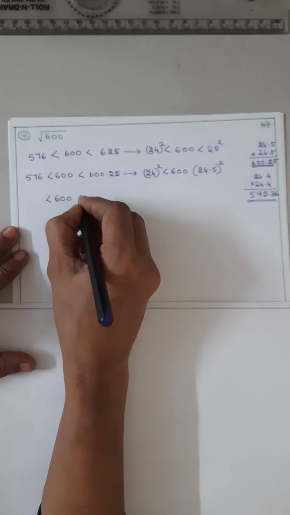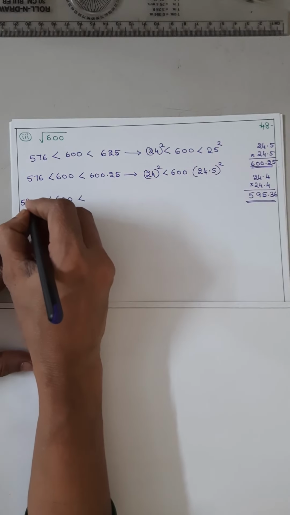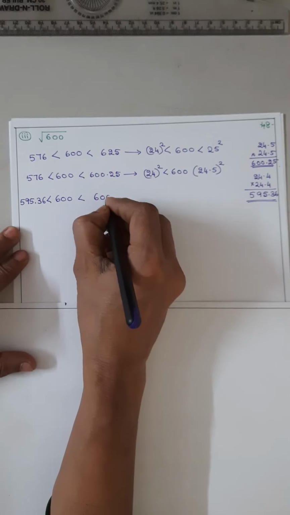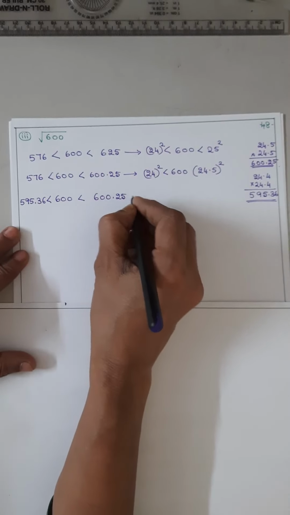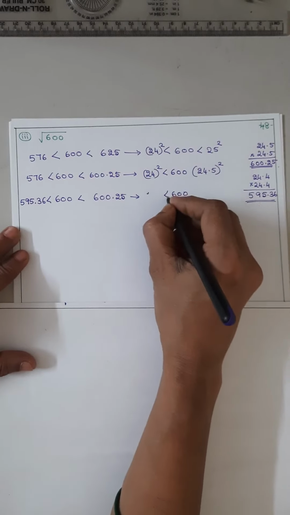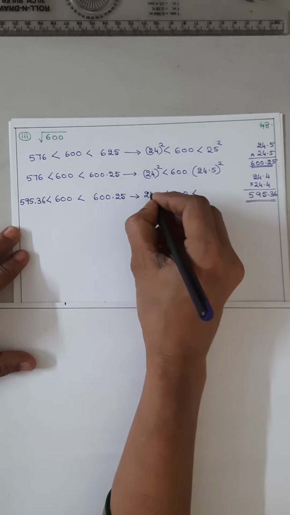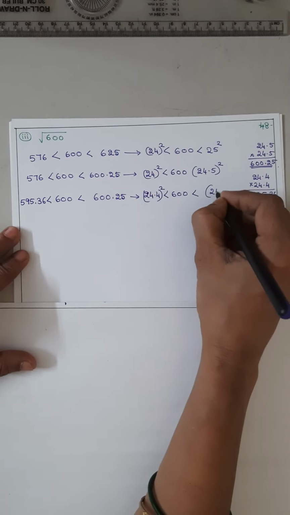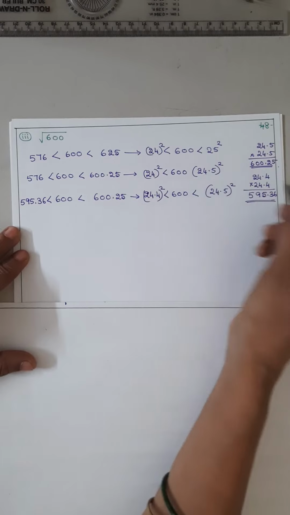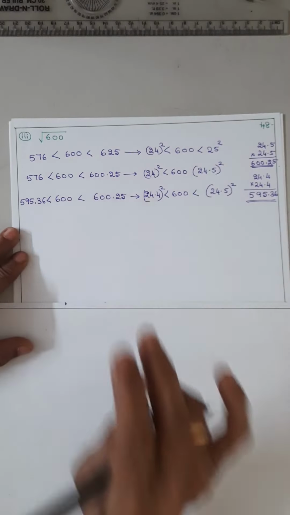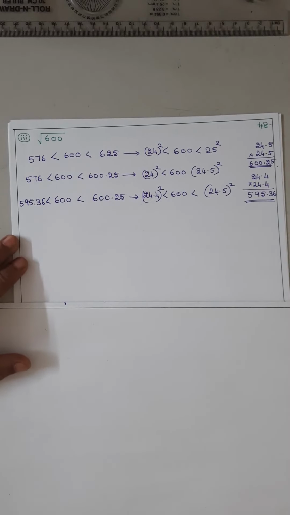600 is between 595.36 and 600.25. Means 600 is between 24.4 square and 24.5 square. So we have got on both the sides, we got in decimals. Now check which is nearer.